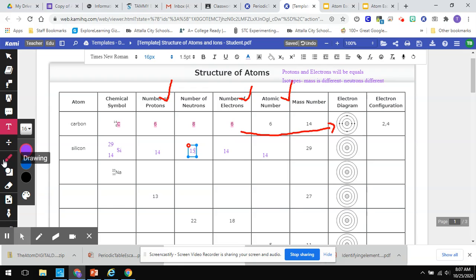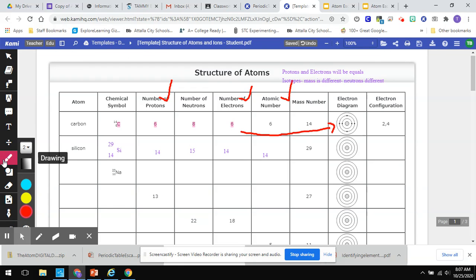So the next thing to do would be to diagram our electrons. My suggestion is to use your drawing tool on like a 2-stroke thickness. So we have 14 electrons. You don't have to draw these arrows, I'm just doing this to help with the note taking. The first orbital can only hold 2 electrons, so I'm going to go 1, 2. The second orbital can hold 8, and 8 plus 2 is 10. So I'm going to go ahead and put all 10 of those.